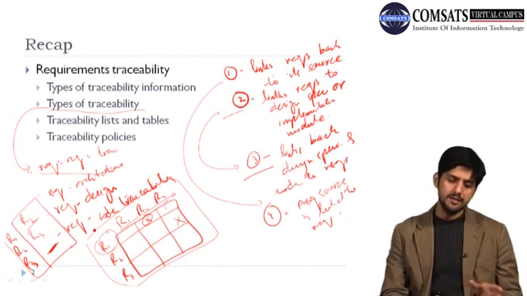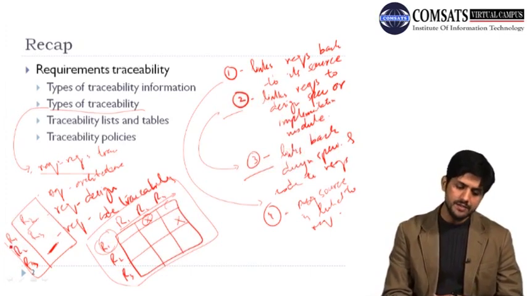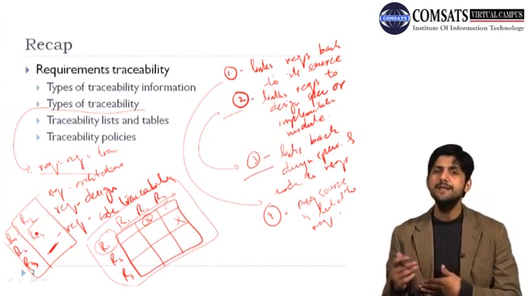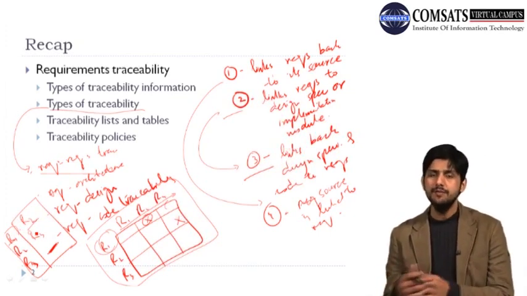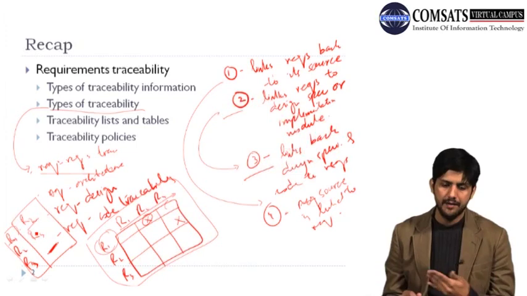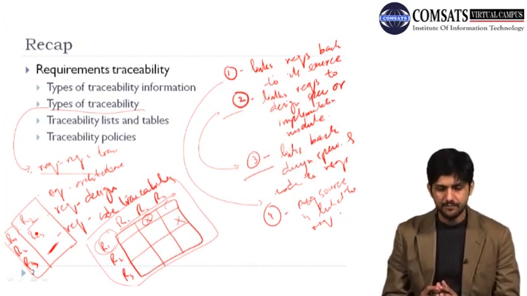Whereas if we maintain this information in the form of a traceability list, then it makes it very easy, because what we have to do is just go to that particular row and figure out which requirements depend on R1 by just reading all the values. So a traceability list is an alternative to a traceability table, which is a more efficient way, because it just keeps the information which is required, and the redundant information is removed.